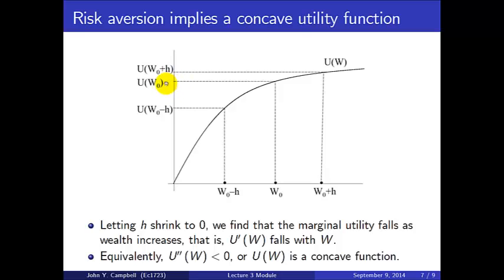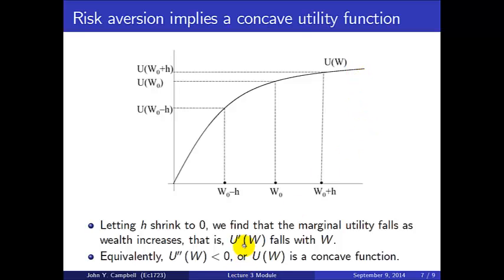So if we let the amount being gambled shrink to 0, we're going to move all of these vertical lines closer and closer to one another. What we're going to find is that the marginal utility falls as wealth increases. In other words, u prime of w, the first derivative of the utility function, is declining or falling with wealth. Okay, you can see that the slope of the utility function at each point is declining. The curve is flattening out as we move up.